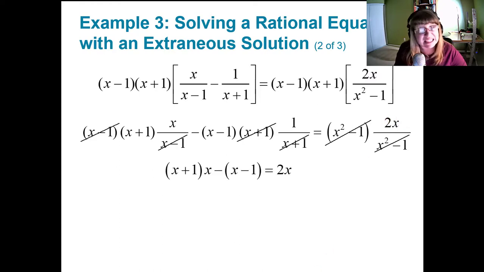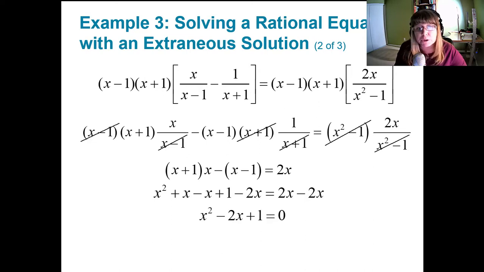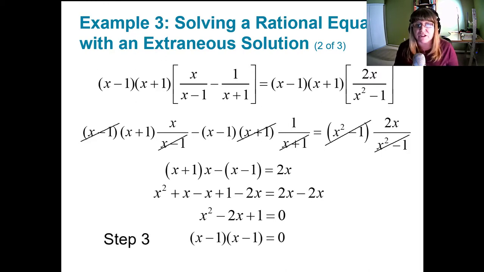So this is definitely less complex. x times x plus 1 minus x minus 1 all equals 2x. We're just going to distribute, add like terms, and move everything over to the left, and we're down to x squared minus 2x plus 1 equals 0. Now step 3, let's factor it. We get x minus 1 times x minus 1 equals 0.